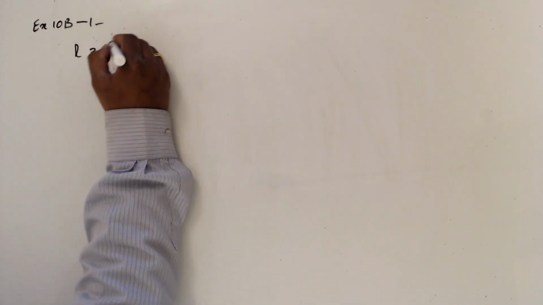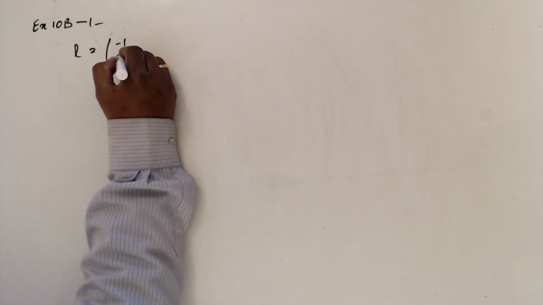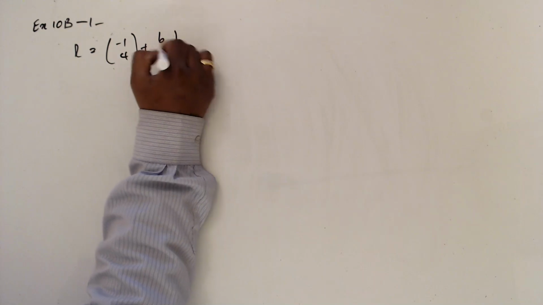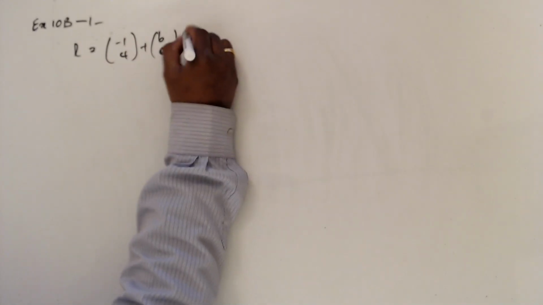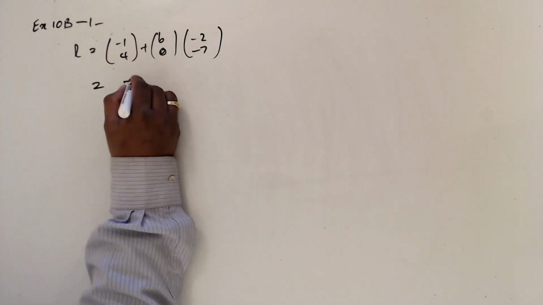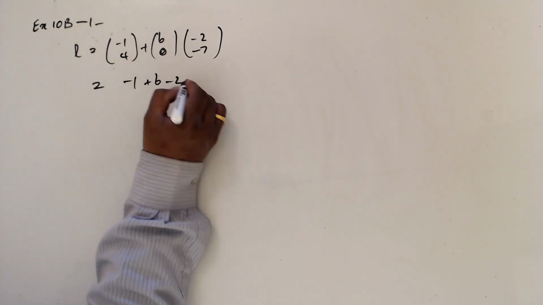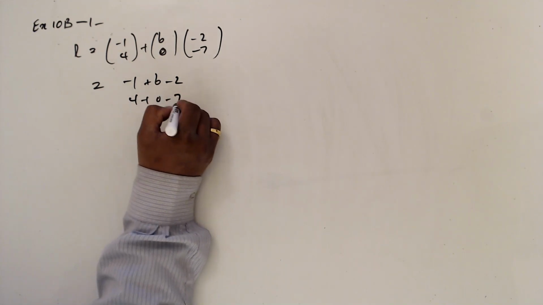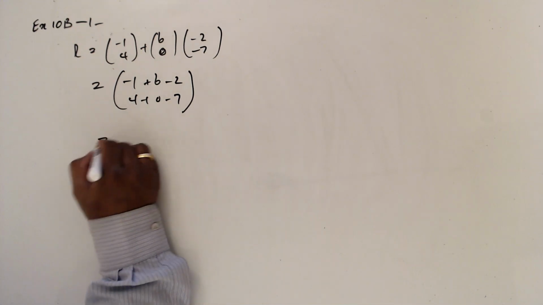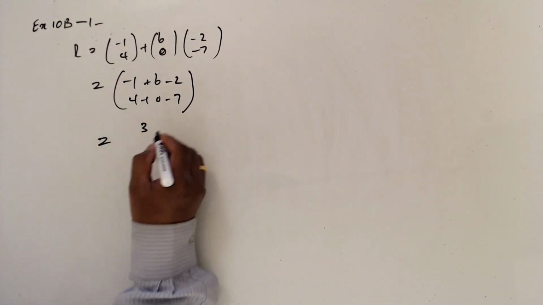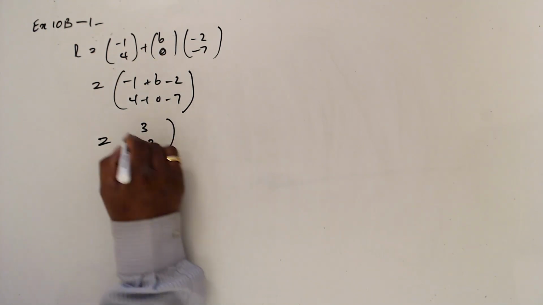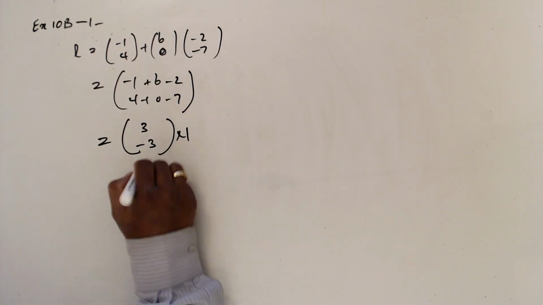R is minus 1, 4, plus 6, 0, minus 2, minus 7. So this is going to be minus 1 plus 6 minus 2, 4 plus 0 minus 7. So this is going to be 3, minus 3 Newton.